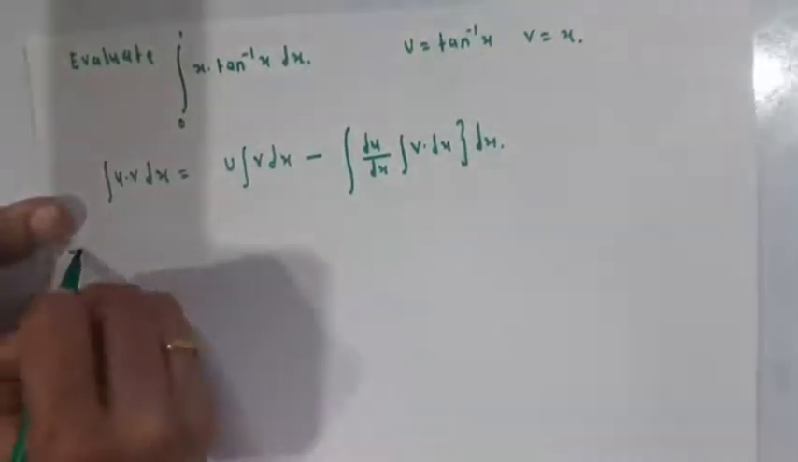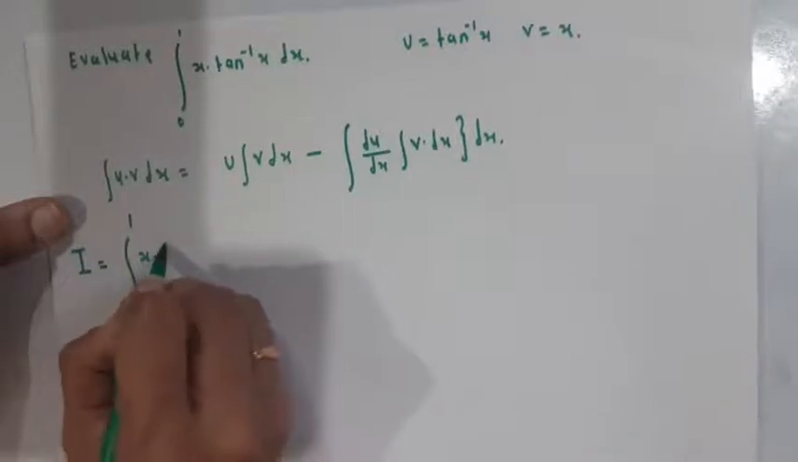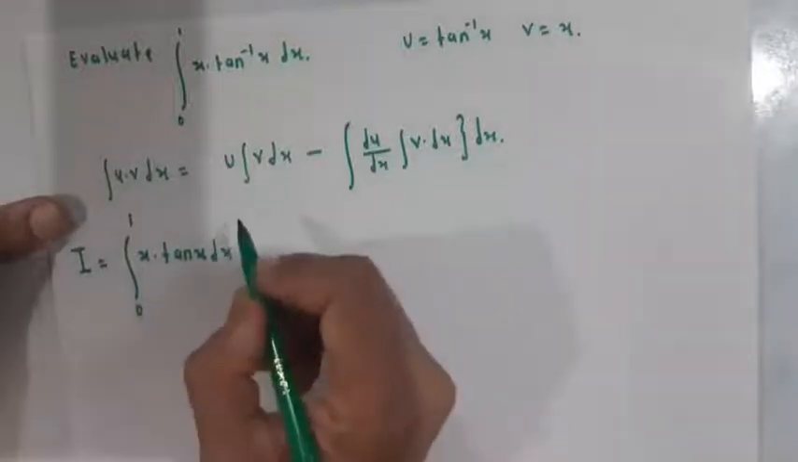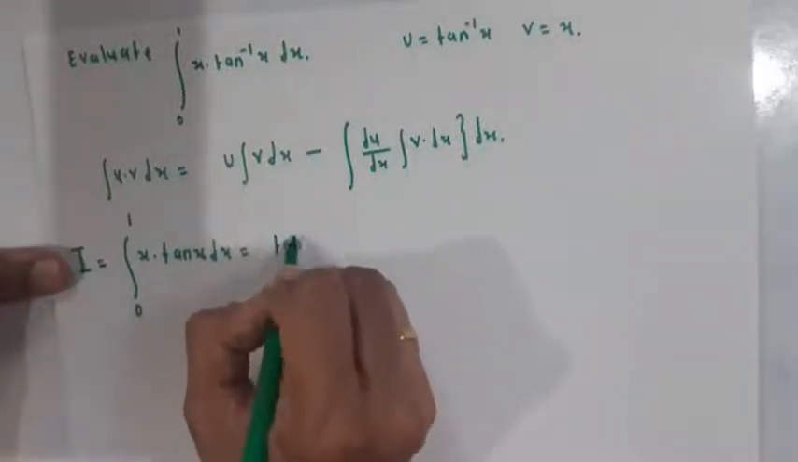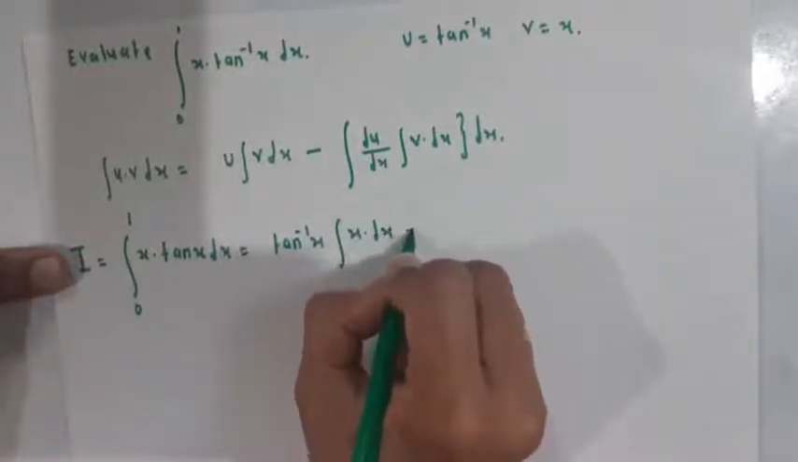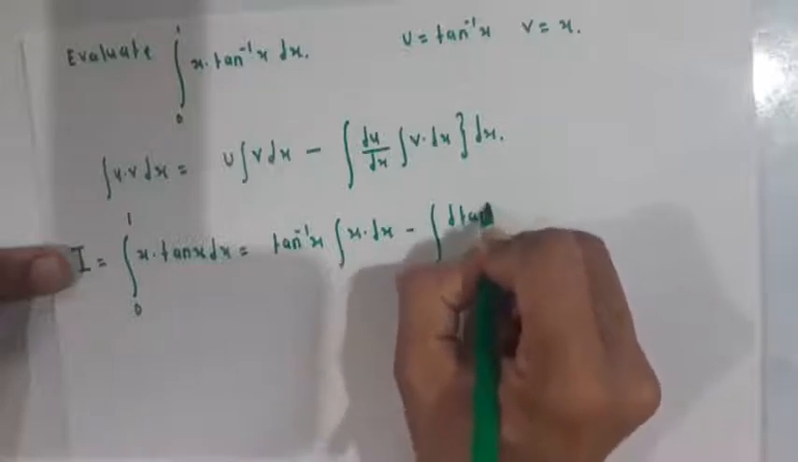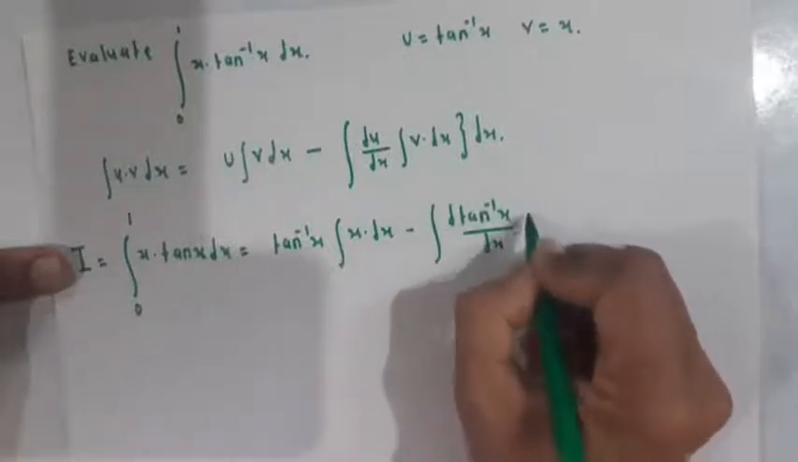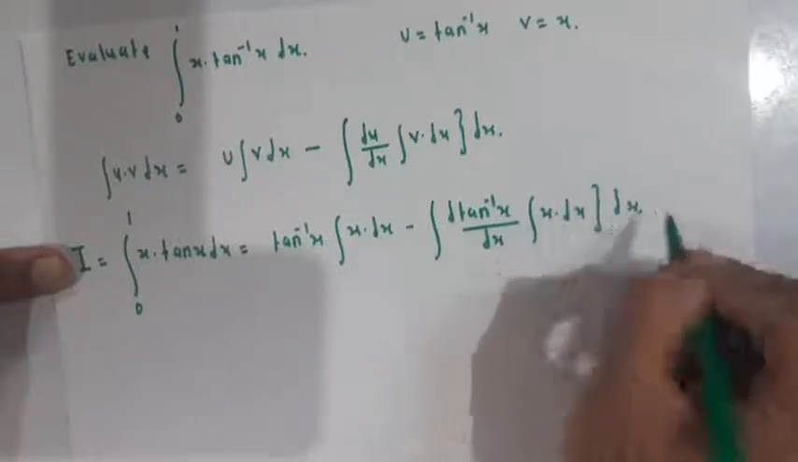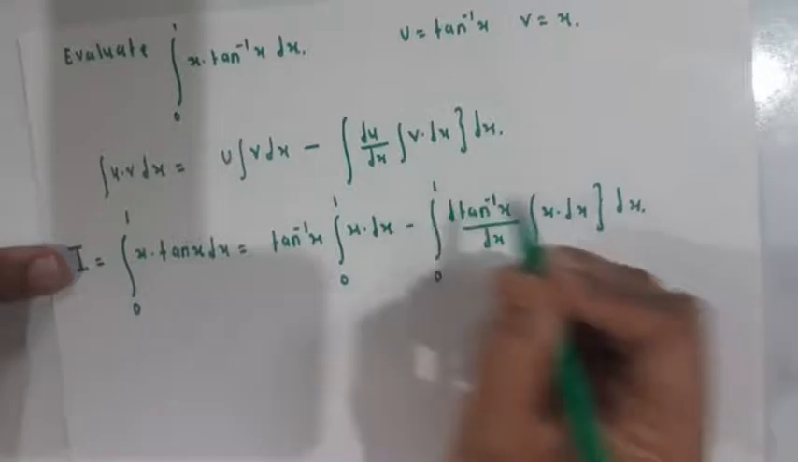So let I be our integration. I equals the integration with limits 0 to 1 of x into tan inverse of x with respect to x. u is tan inverse of x, therefore tan inverse of x stays outside the integration of x with respect to x, minus the differentiation of tan inverse of x with respect to x into the integration of x with respect to x, and the whole integration with respect to x. The limits of integration are 0 to 1.